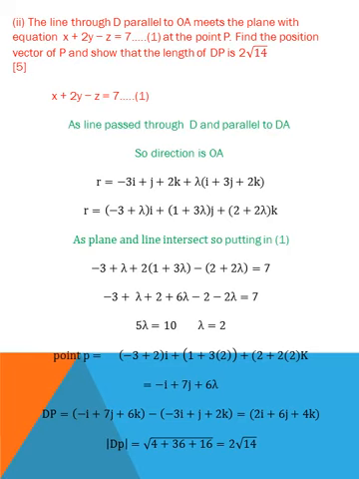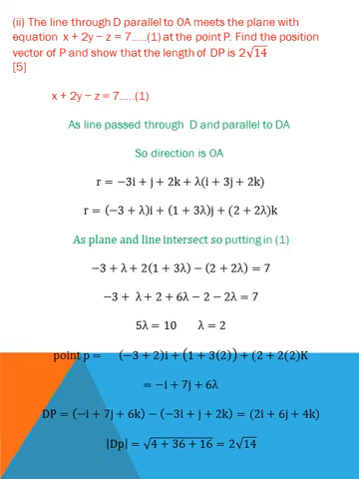r is equal to take the general point: (-3 + lambda) i + (1 + 3 lambda) j + 2 lambda k. This is called the general point of the line. As the plane and line are intersecting, I put these into x + 2y - z. Because the point of intersection is the same for line and plane, the position vector x, y, z is the same for both line and plane because they intersect at one point.